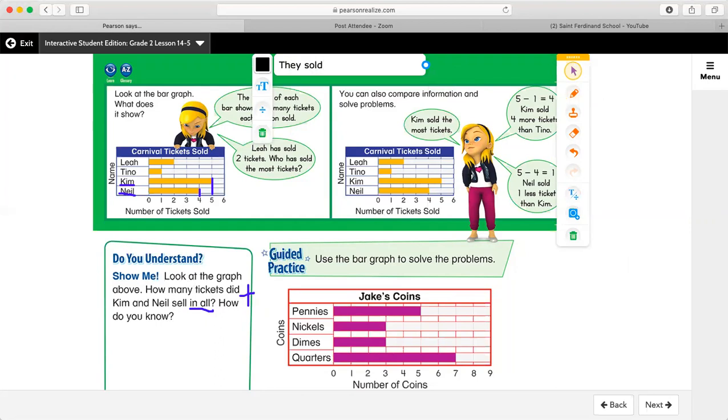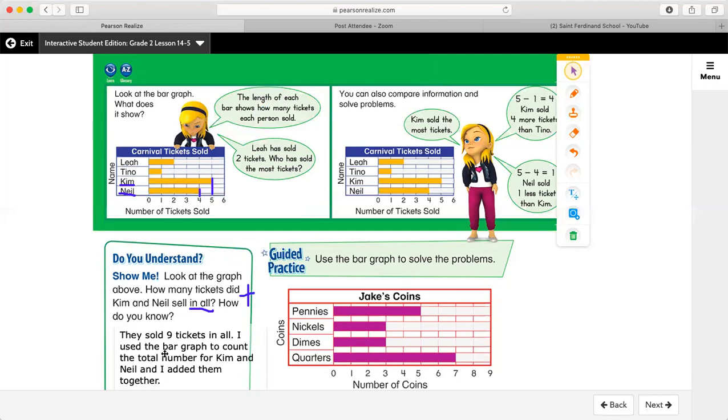So they sold 9 tickets in all. Okay, we had 5 plus 4. I used the bar graph to count the total number for Kim and Neil, and I added them together.